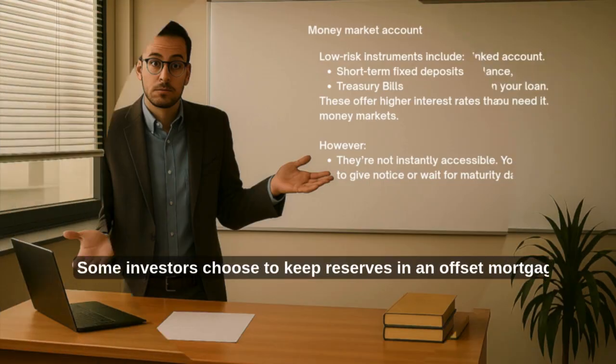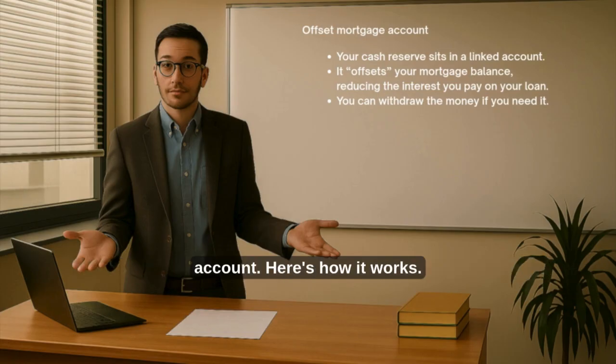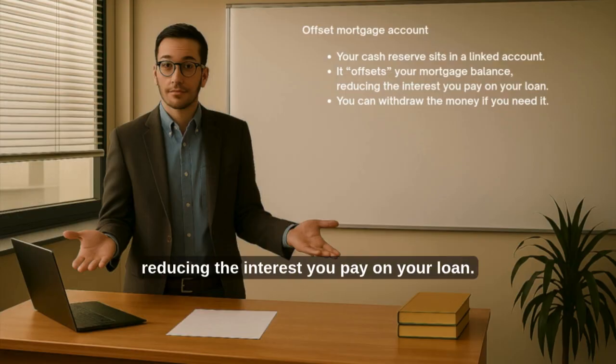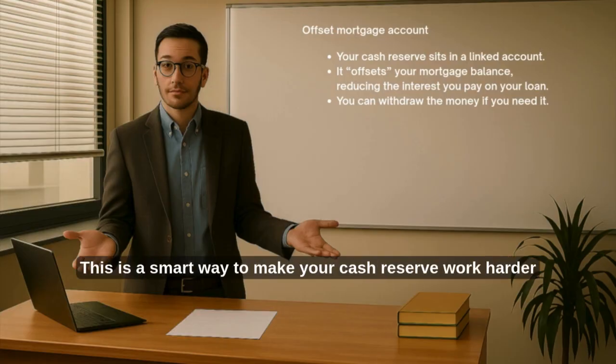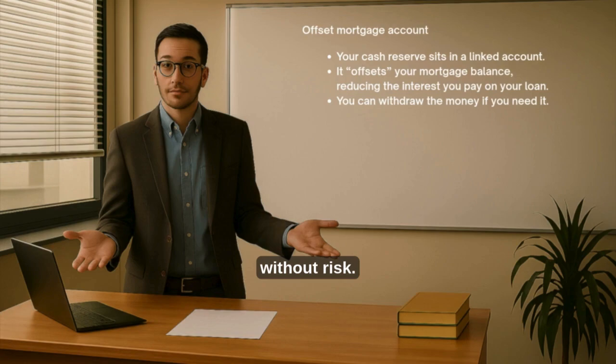Some investors choose to keep reserves in an offset mortgage account. Here's how it works. Your cash reserve sits in a linked account. It offsets your mortgage balance, reducing the interest you pay on your loan. You can withdraw the money if you need it. This is a smart way to make your cash reserve work harder without risk.